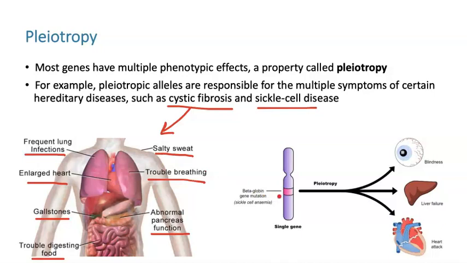So the same thing happens with sickle cell disease. Again, you just have the one gene, but you have many different effects. Like if you have sickle cell disease, you might develop blindness. You might develop liver failure, and you are susceptible to heart attacks. So one gene, many effects, pleiotropy. One gene for cystic fibrosis, many effects, pleiotropy.